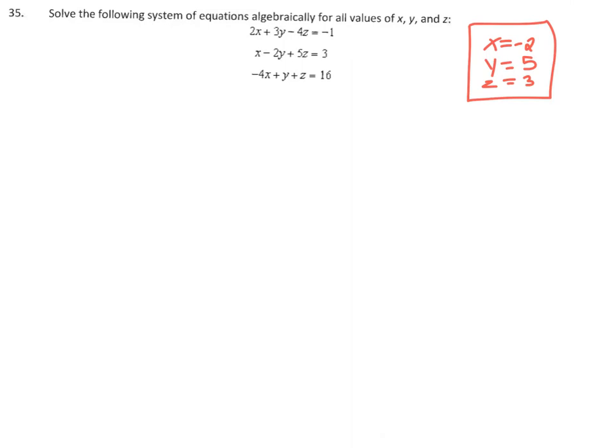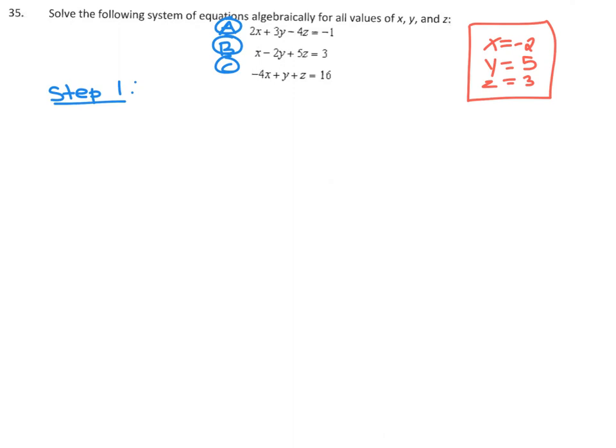Now, if you remember, the first thing we do is we label our equations A, B, and C. That way, whoever is grading your paper knows which equation you're using when. And then we label our steps. So step number 1. In step number 1, we want to line up 2 of the equations. It doesn't matter which 2, but you want to line up 2 equations, and you want to try to eliminate one of the variables. If you look at the equations here, I think it's actually easiest to try to eliminate the x's.